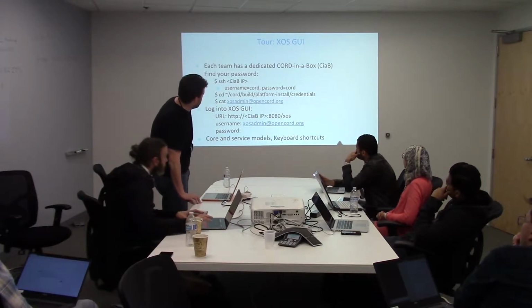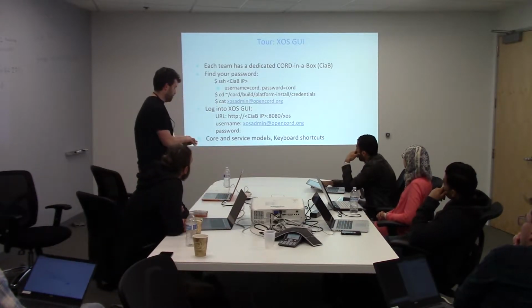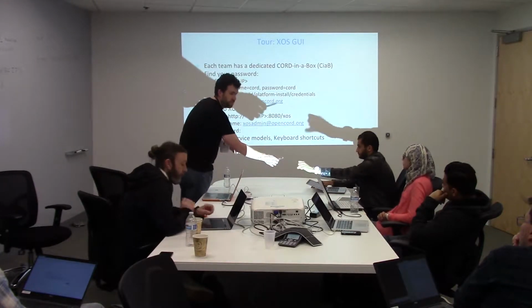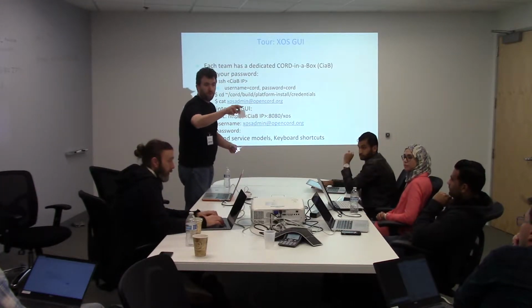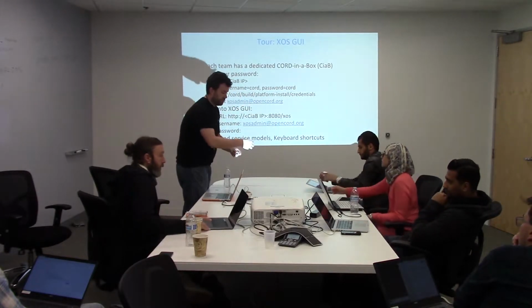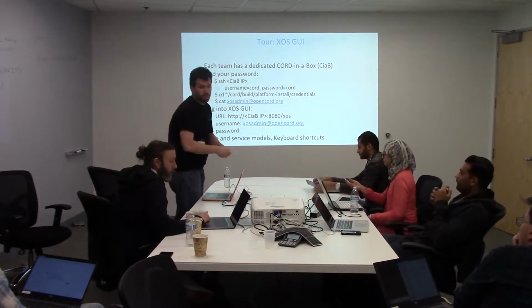we're going to start off with a tour of the XOS GUI. So I'm going to hand out these notes. How many people do we have? 1, 2. You don't need one. 7? Great. So on here you'll see an IP address.